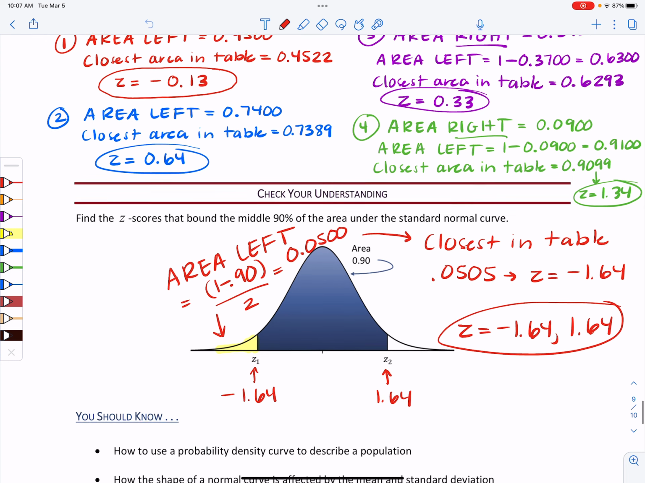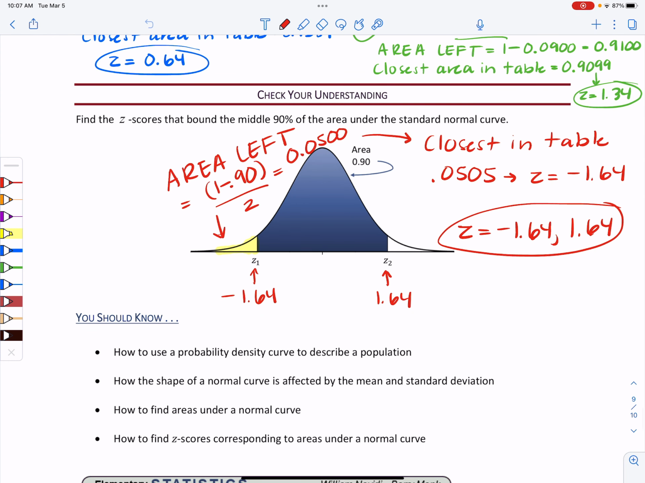And then I wanted to show you one more with an area between here. Again, all you do for between, subtract it from 1, divide it by 2. And then you go find the closest area in your table. For between, use both a negative and a positive. Now, I will mention to you here, just so there's no confusion, in this particular case with 0.05, there's another area that's equally close. It's 0.0495, and it yields a z-score of negative 1.65. That would be okay for this problem as well.